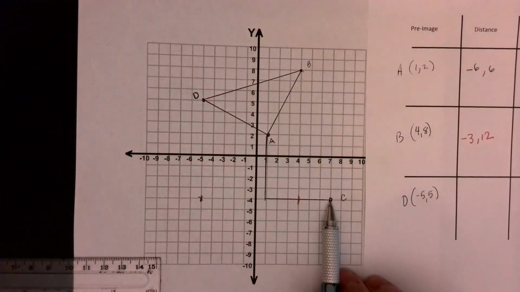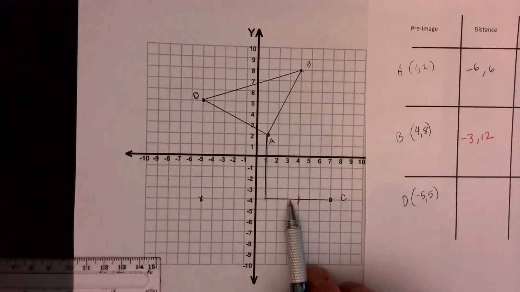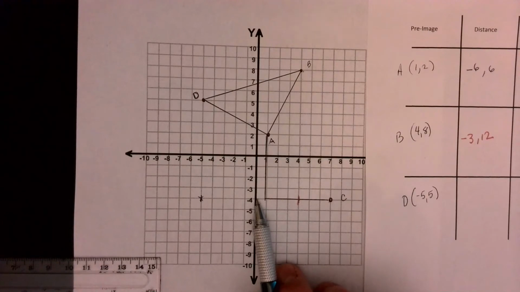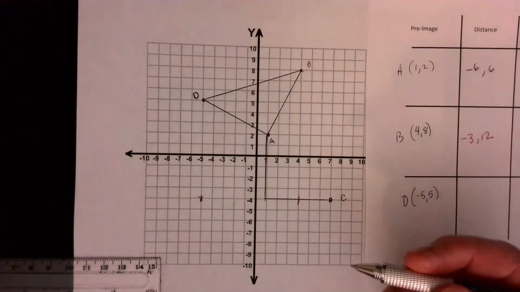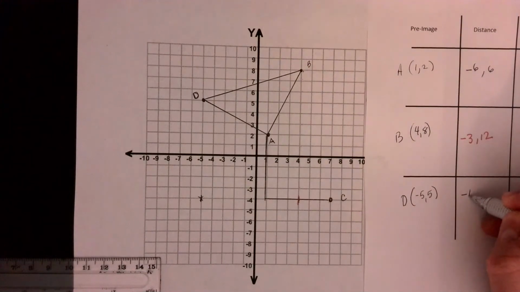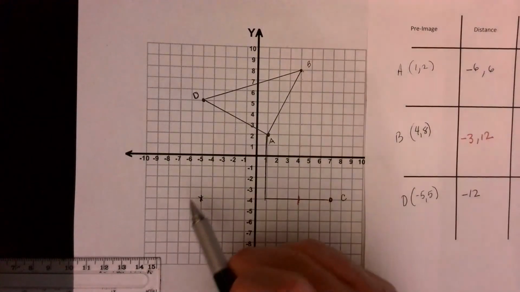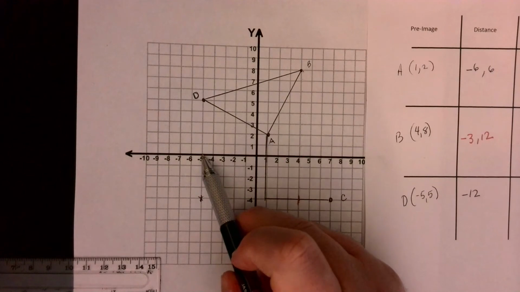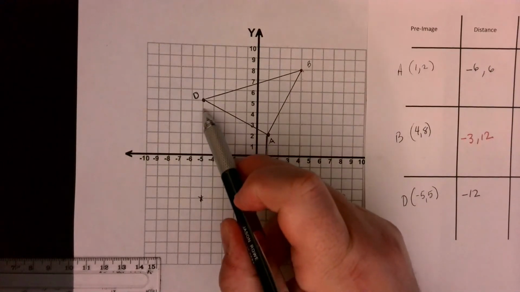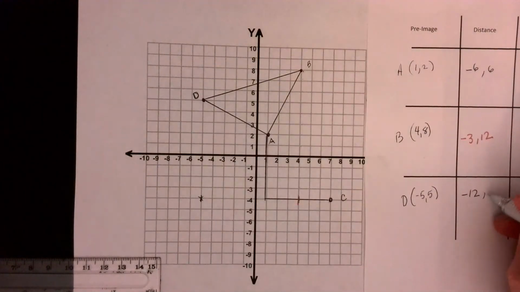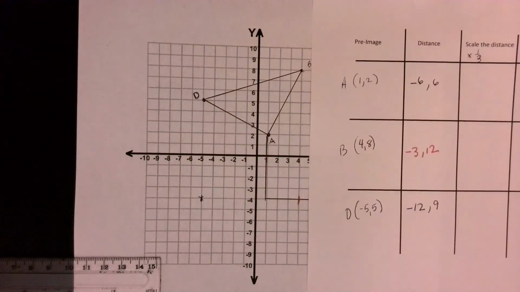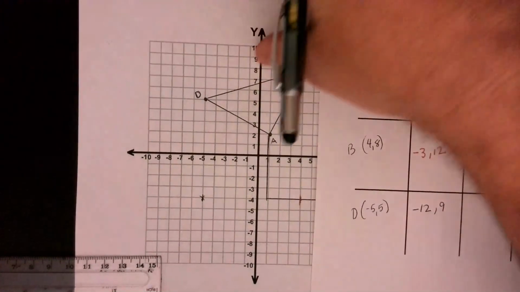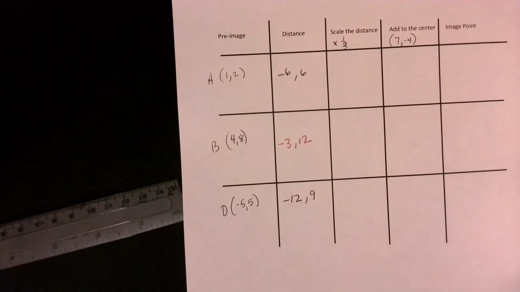So I'm going to count 1, 2, 3, 4, 5, 6, 7, 8, 9, 10, 11, 12 units. And since I went to the left, it's negative 12. And I'm going to count up. 1, 2, 3, 4, 5, 6, 7, 8, 9 steps up. And so really, for right now, I'm kind of done with this picture. I don't need it anymore because I've counted all my units.